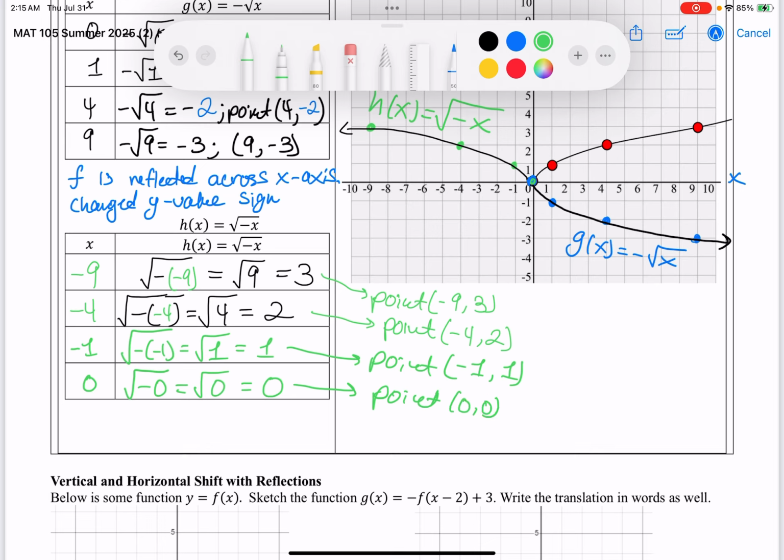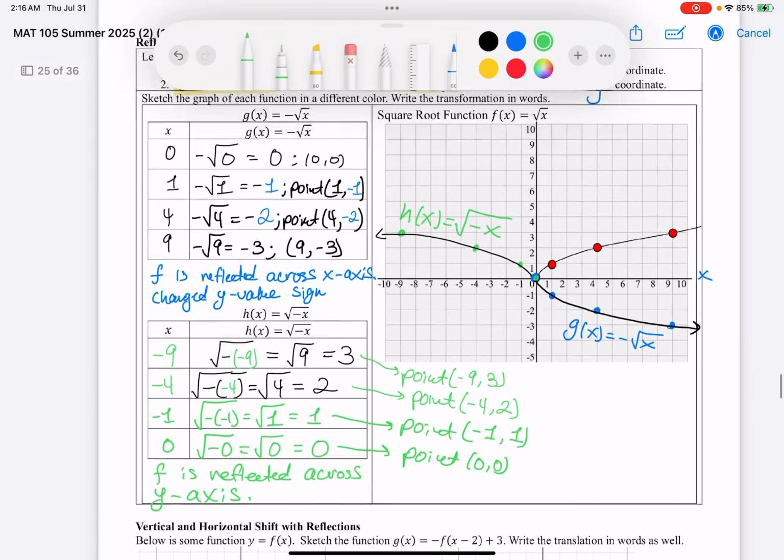Okay. F is reflected across y-axis. Change the sign of every x.